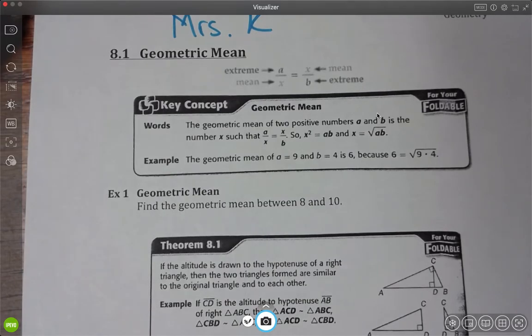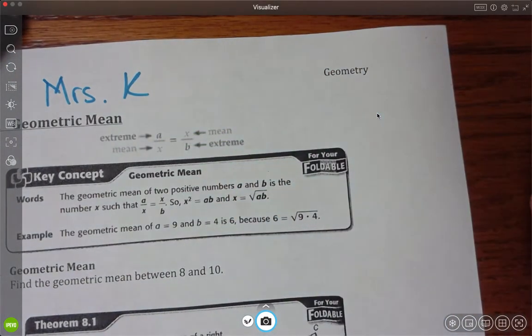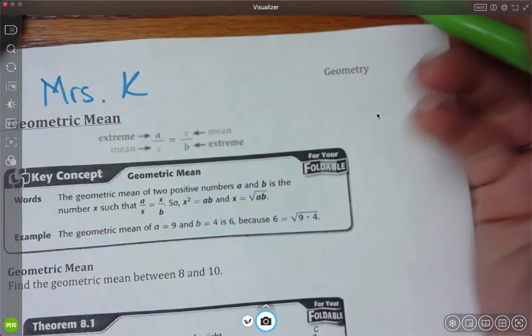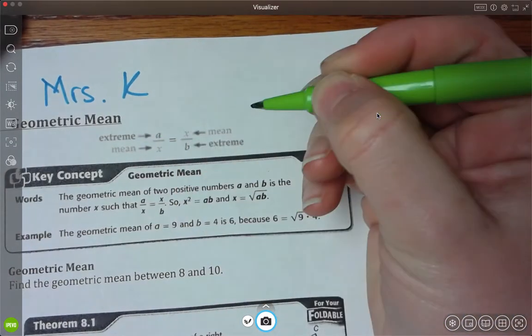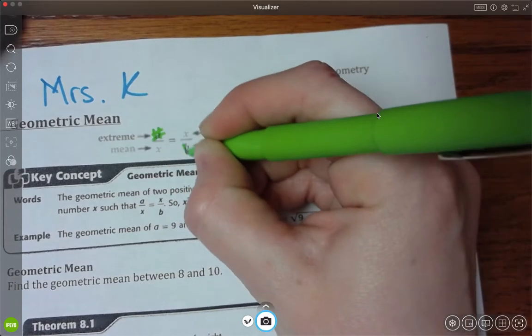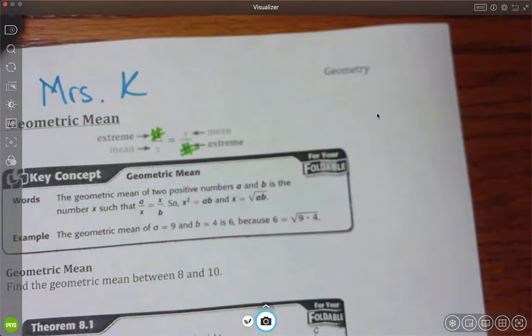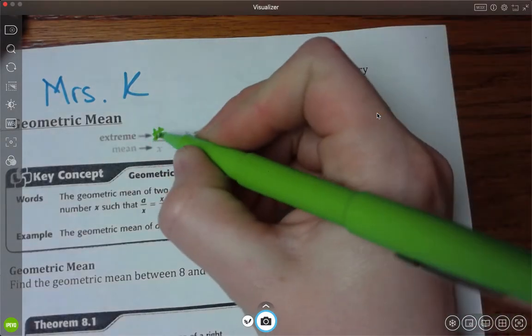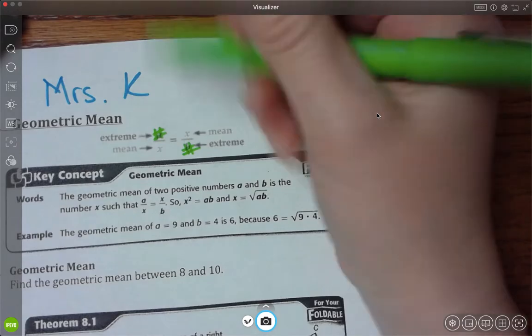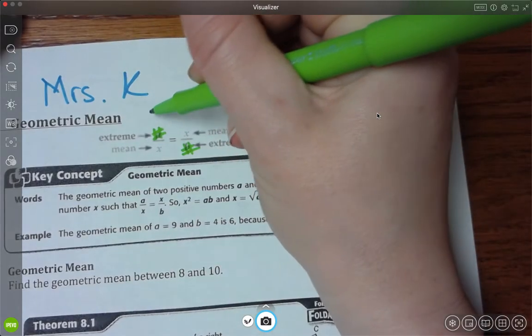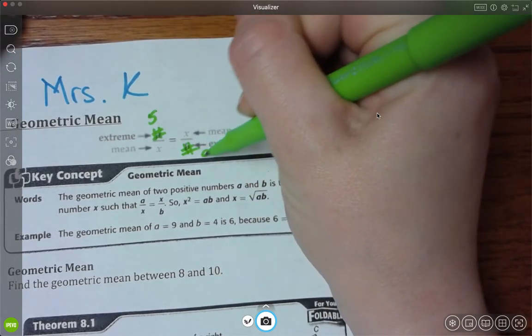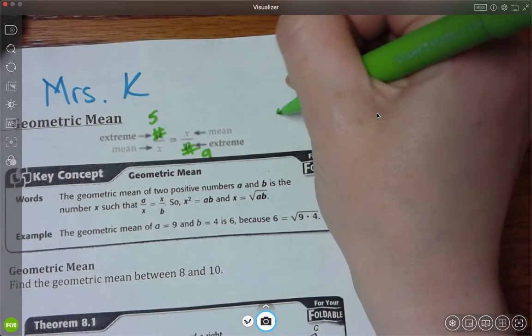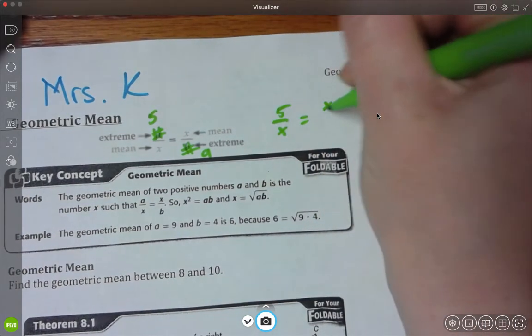They're talking about geometric mean. When we are working with proportions, sometimes they'll have two values, A and B, and A and B would be numbers in this case. Then they would have two unknown values that are the same value, and they're both labeled as x. So let's say A and B are the numbers 5 and 9. Okay, so we would have 5 over x equals x over 9.